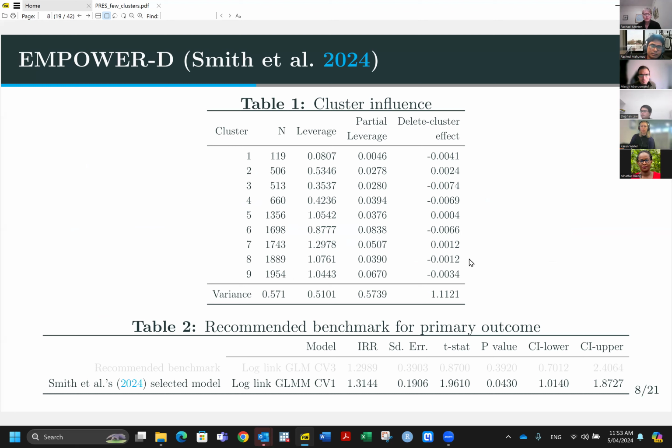It's really nice because it does not depend on any assumption. You just delete the cluster and see what happens. And this stuff has been advocated for so long in biostat space too.